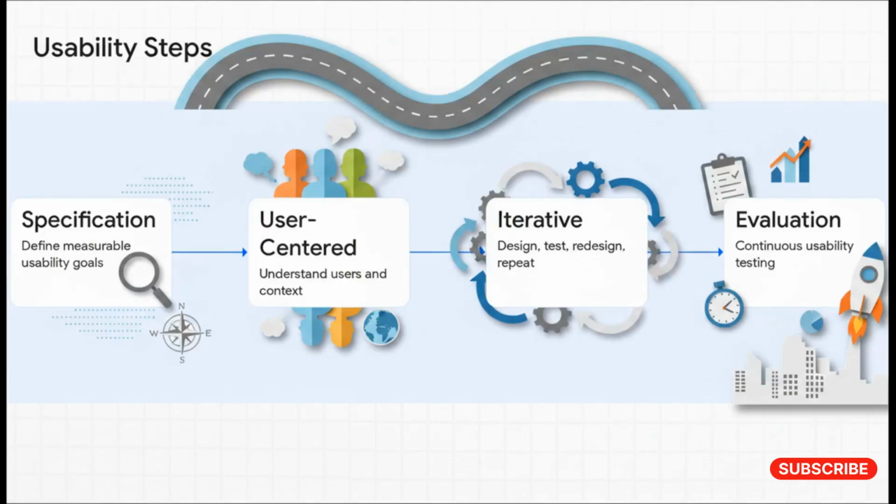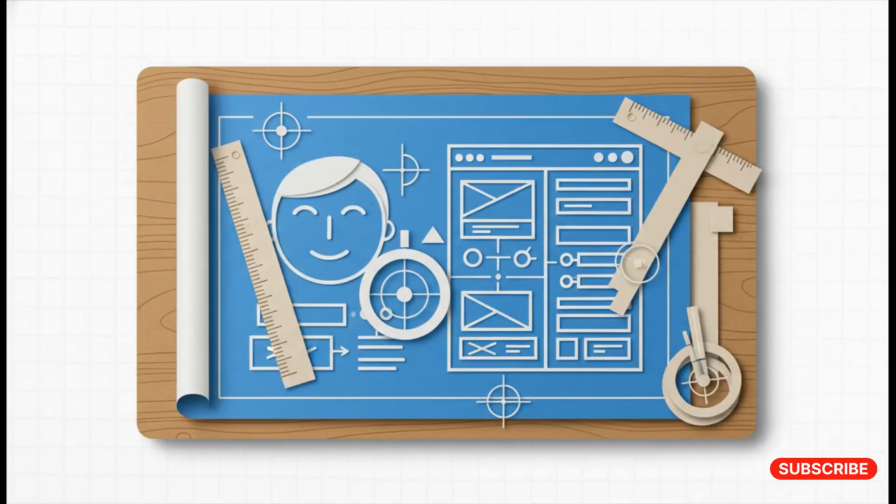Here's the roadmap. These 4 logical steps: usability specification, user-centered design, iterative design, and evaluation and testing show exactly how usability gets engineered into a product's lifecycle from the very first brainstorming session all the way to launch. Let's walk through them. It all kicks off with step 1, Usability Specification.